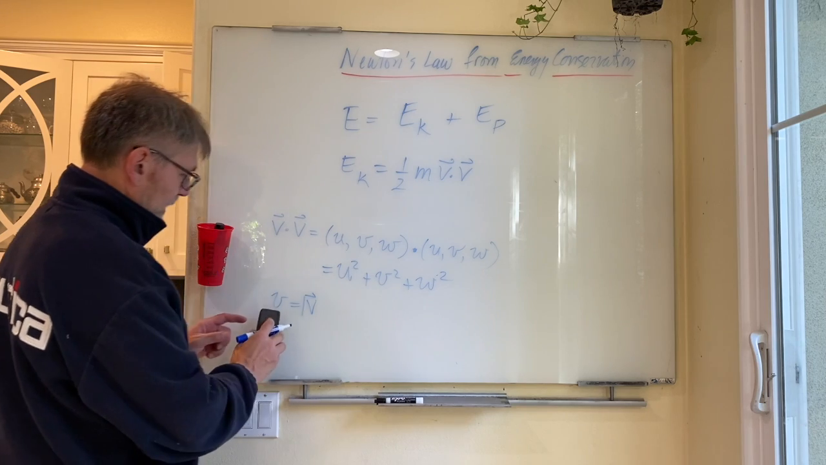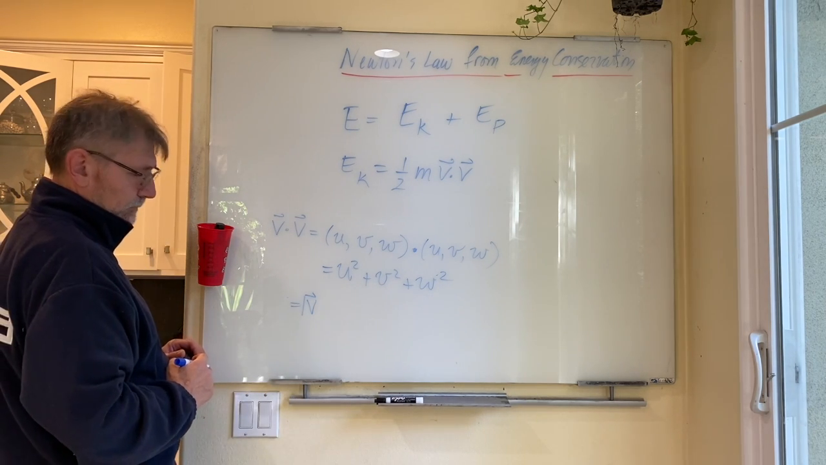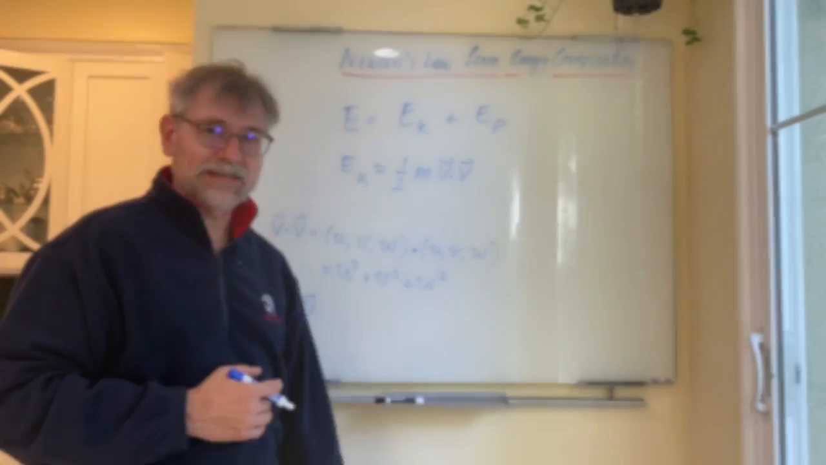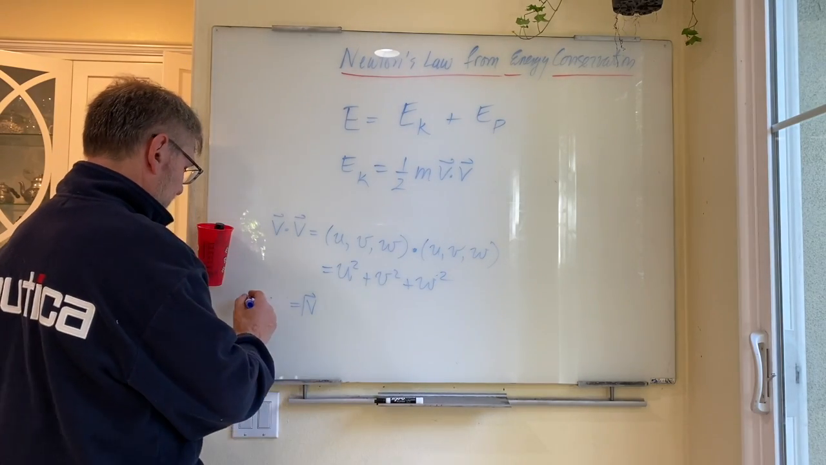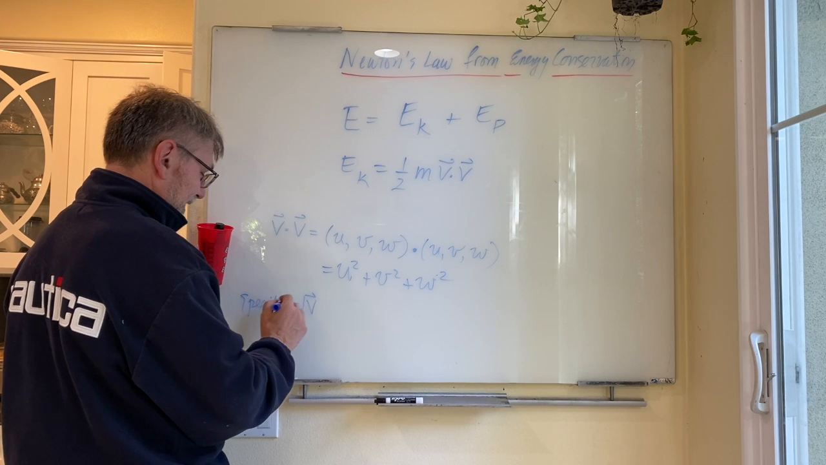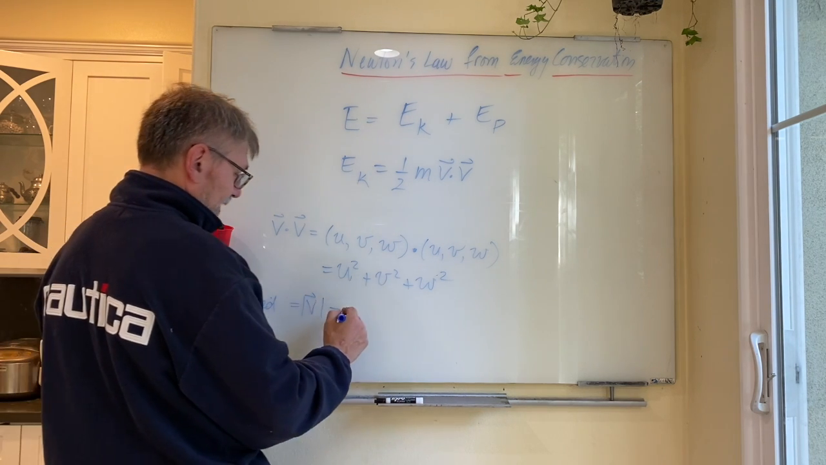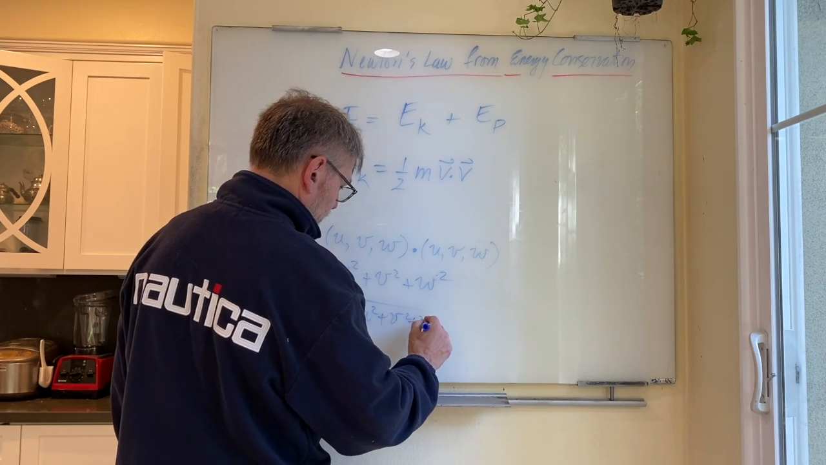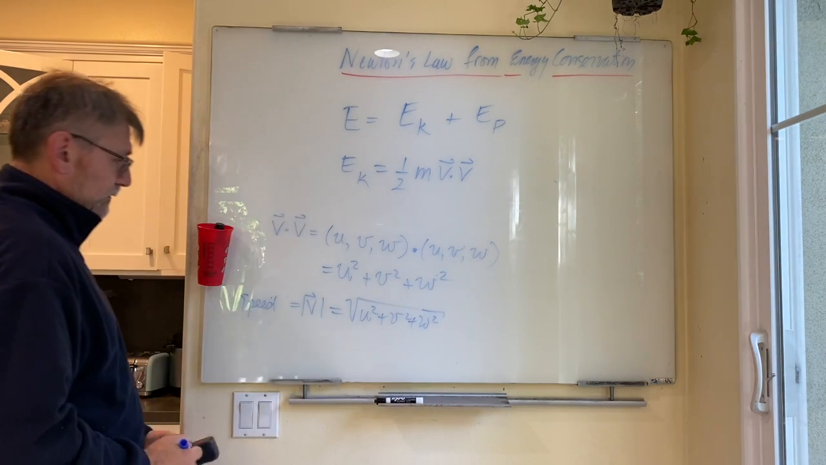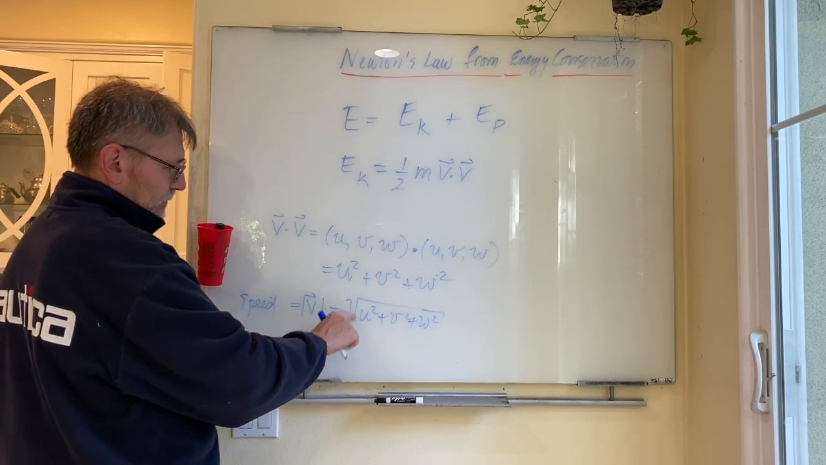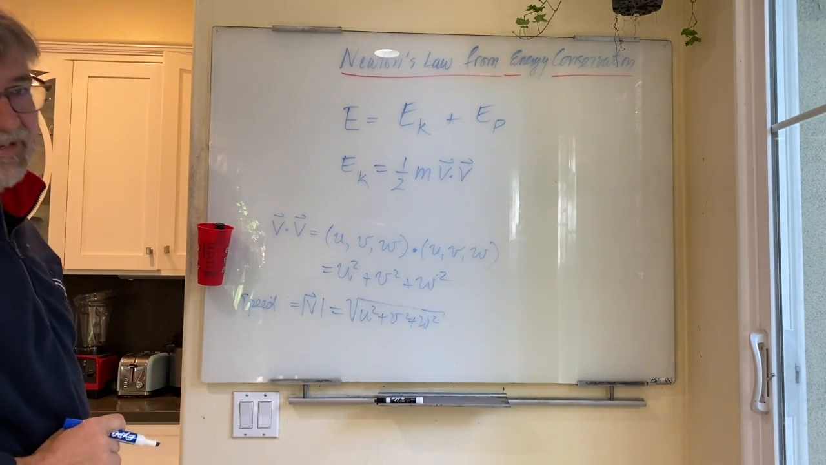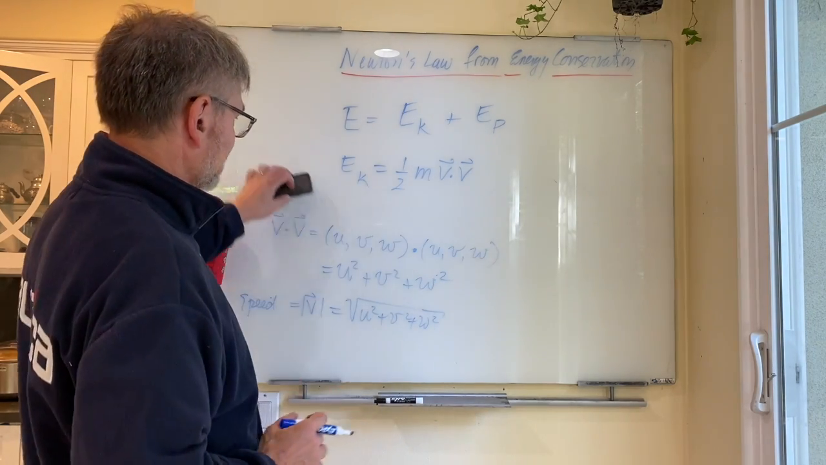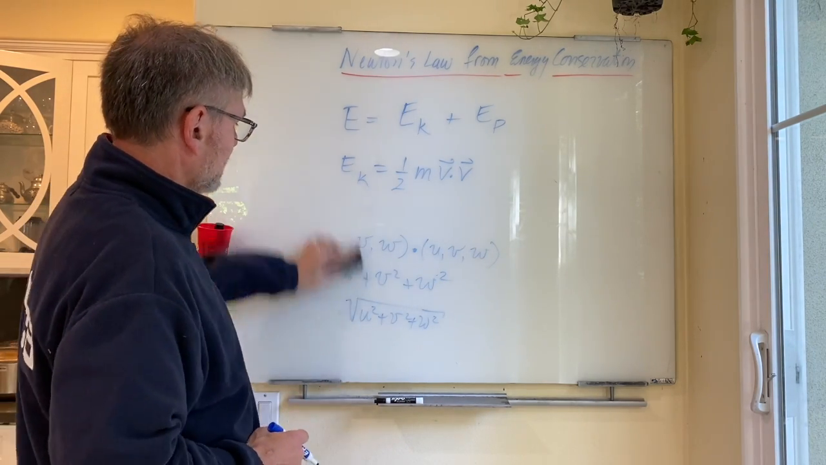Now I'm using V again, curly V, the speed. Which letter should I use? The speed, I'll just write speed. Speed is equal to the magnitude of V, which is just the square root of U squared plus V squared plus W squared. So when I do the 1/2 mv squared, it gets rid of the square root. So this is consistent, all right? It's not mysterious. Okay, so that's the kinetic energy.